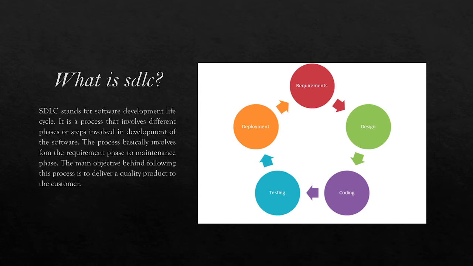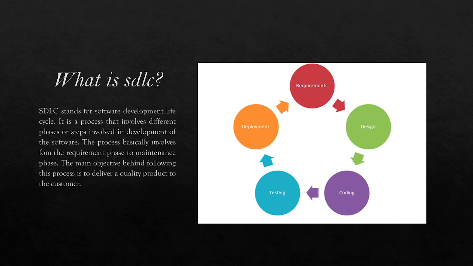So what is SDLC? And guys, I request you not to look at the image at first when the screen comes, because if you directly see the image, you might not understand it. So let us understand the theory, then you can understand the image. SDLC basically stands for Software Development Life Cycle, and it is a process that involves different phases or steps involved in the development of software.